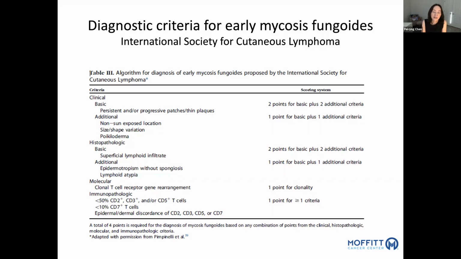So diagnostic criteria: the International Society for Cutaneous Lymphoma did attempt to put a table together with a point scoring system to help guide our diagnosis of MF. As I said, this is very helpful. It gives us a roadmap to arrive at that diagnosis, but it's not perfect every time. A lot of these cases are very challenging. You may have 2 points here, no points there, but clinically it looks so much like MF. So bottom line, you need clinical pathologic correlation.